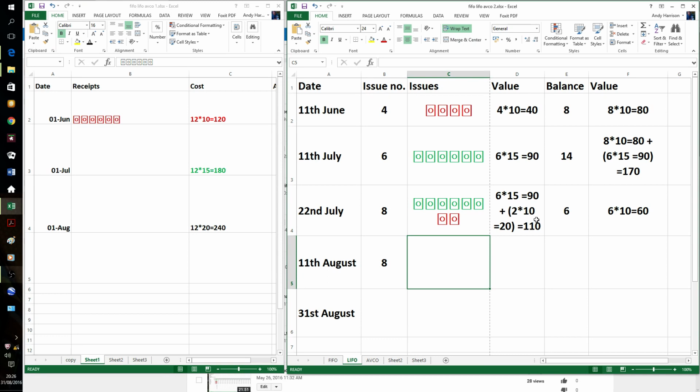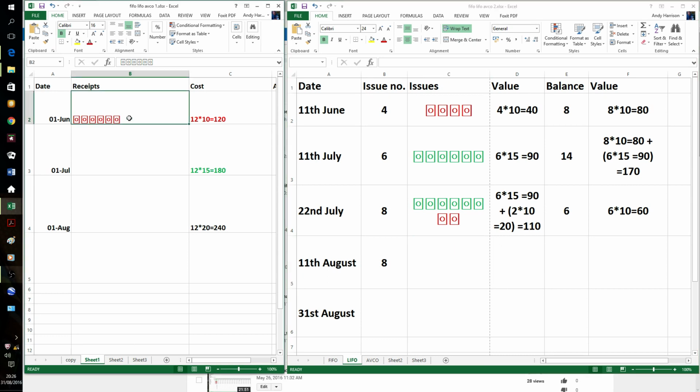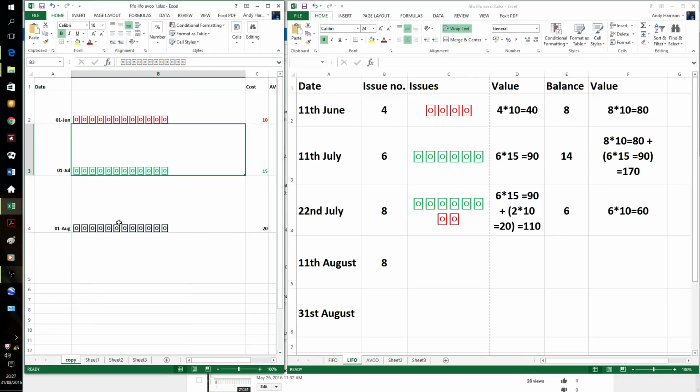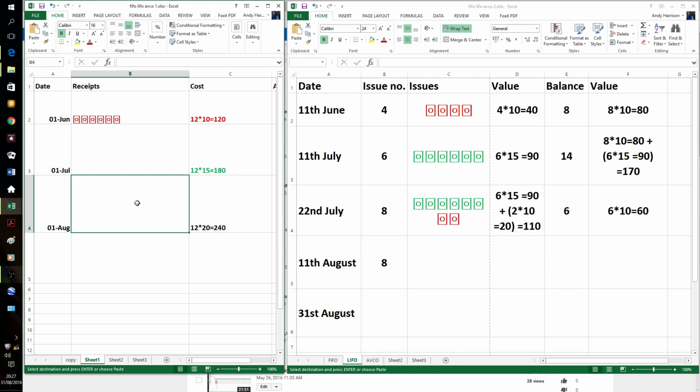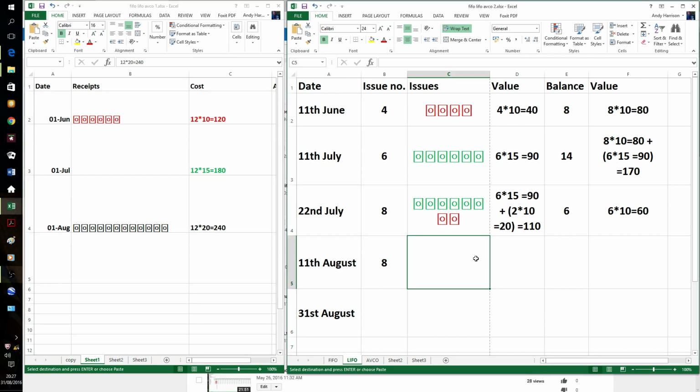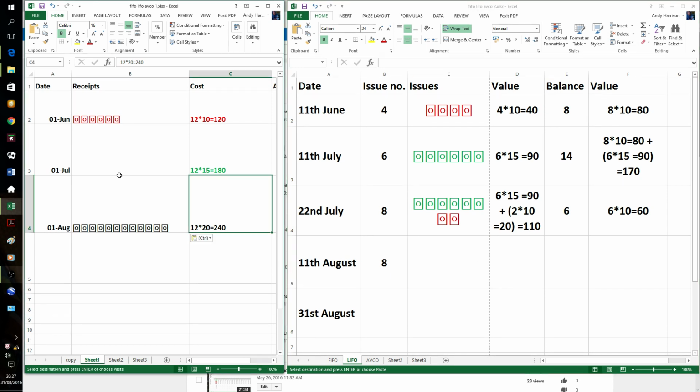So next month then, at the 11th of August, we've had another delivery by then. So let's put the new delivery in. And it's coming in exactly the same at £20. More expensive of course. So what do we do? LIFO, we've got to issue our latest. So those 8 are not coming from the old ones. They're coming from here.